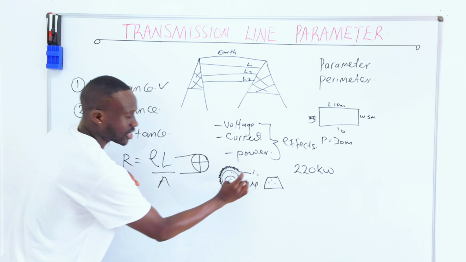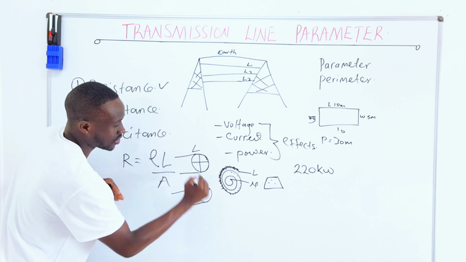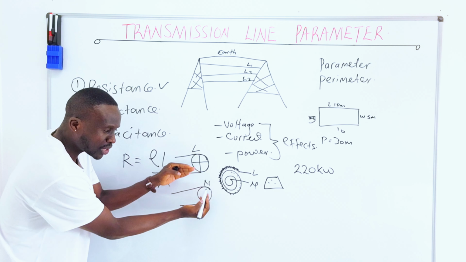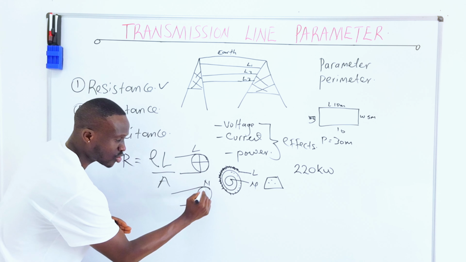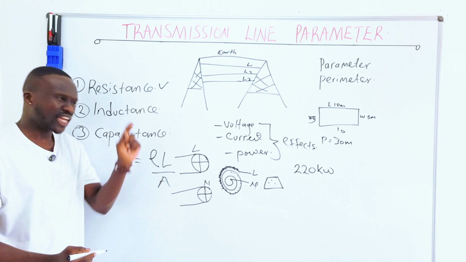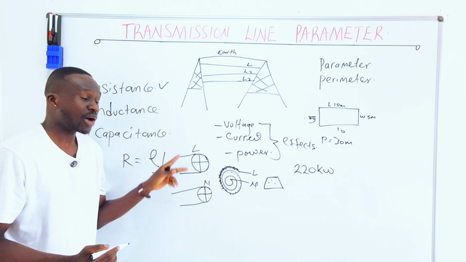If it is live and neutral, this is live and neutral. Now, they have their end, the end point. If you look at the end point, you will see that is the cross-sectional area of the end point. Now, this cross-sectional area is where we measure our cables.